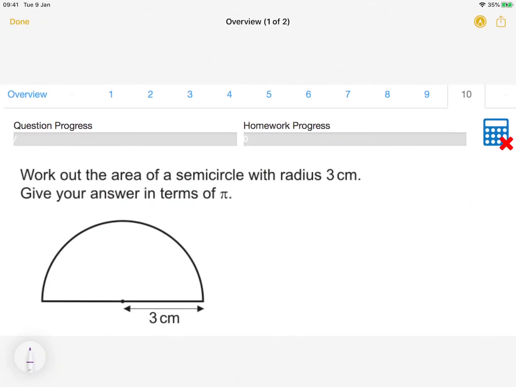So question 10. Work out the area of a semicircle, radius 3 centimeters. Give your answer in terms of pi. Right, I've picked out the keywords and I've got a little diagram here. It's a circle question, so let's write out DRAC. My radius is 3, so my diameter is 6. Area is pi r squared and circumference is pi d.